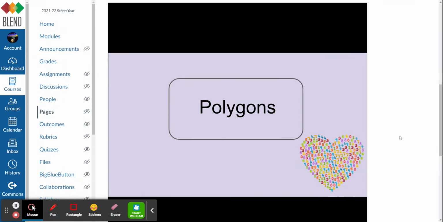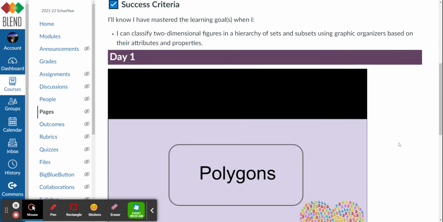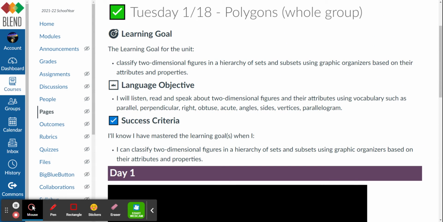Hello, hello. We're moving on through our math journey, and this week we are beginning with our geometry unit. So, we'll be looking at shapes, not just any shapes, but polygons. So, if we're gonna look at our things that we have to learn this week.